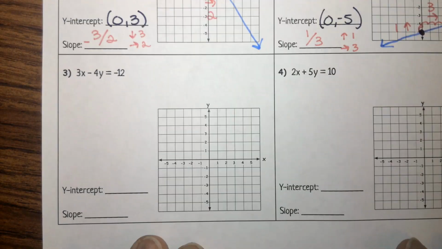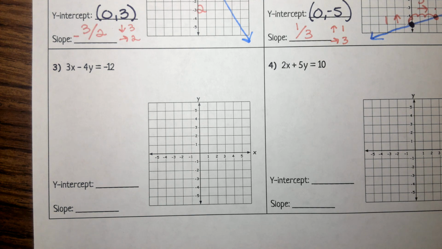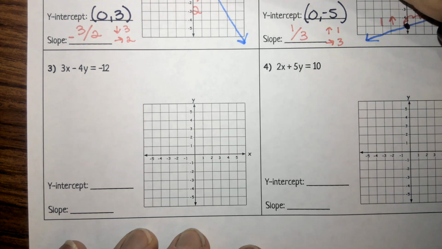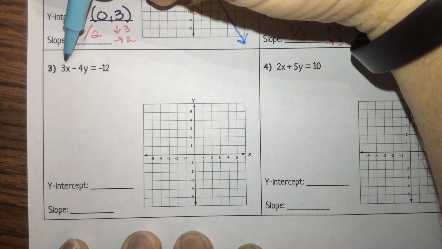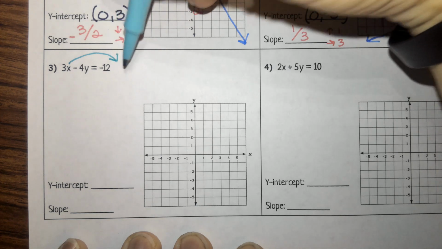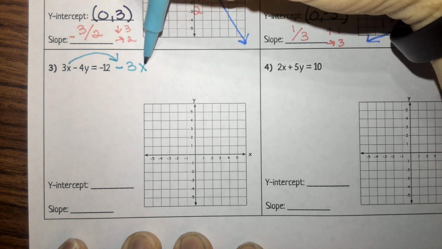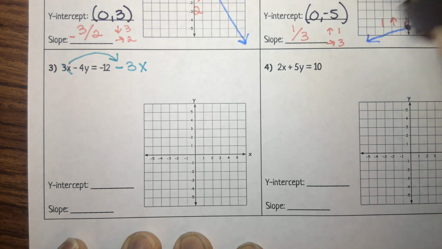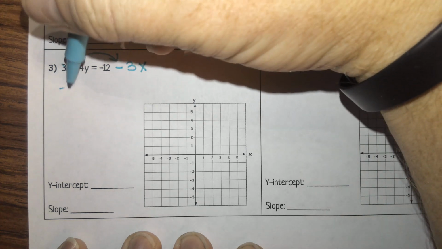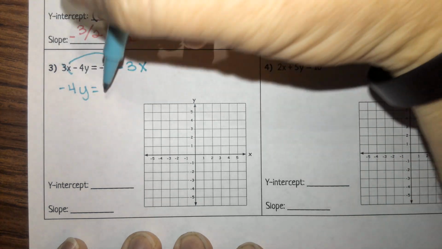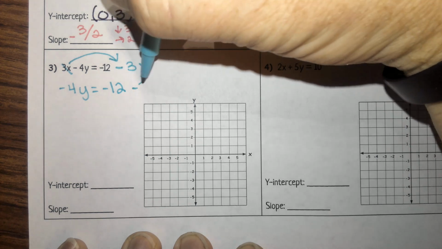Alright, let's do number 3. So again, x and y are on the same side. I need to solve for y, so I move x to the other side. It becomes a negative. So I have negative 4y equals negative 12 minus 3x.